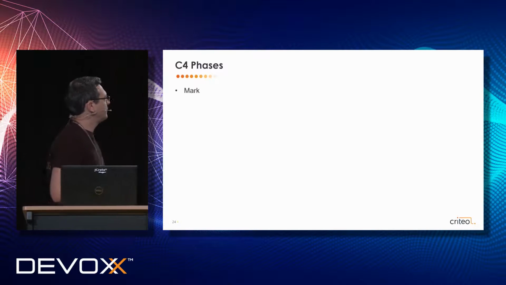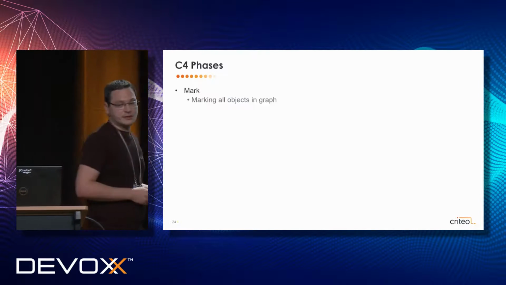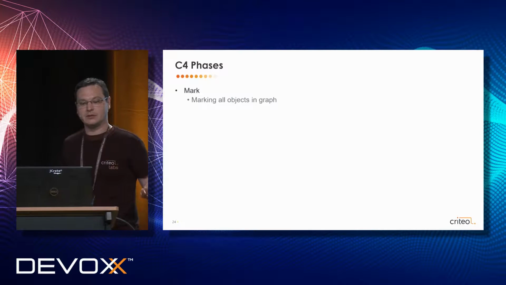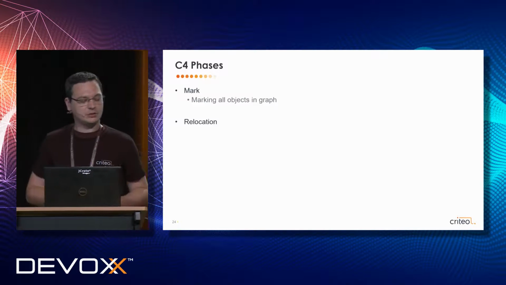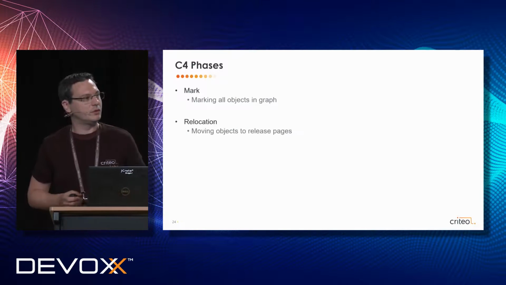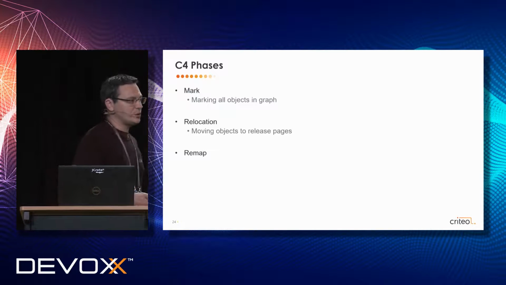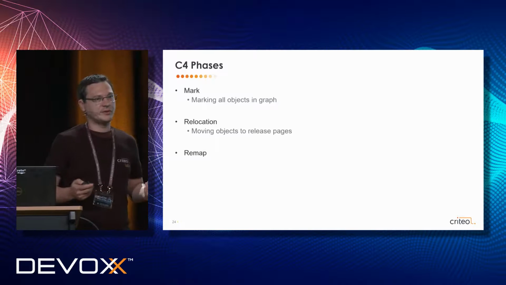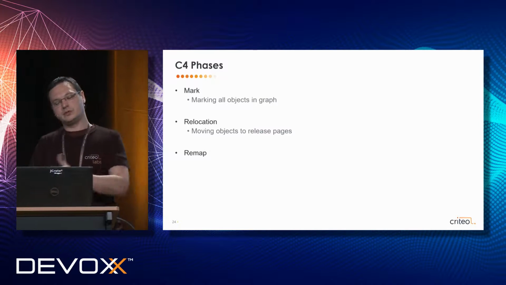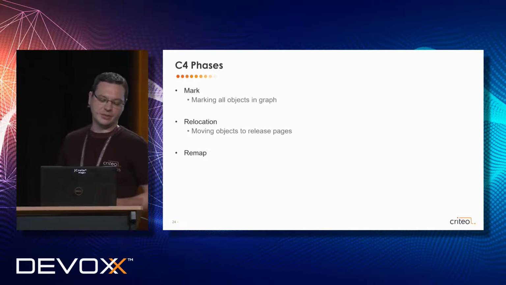So the C4 phases, classic: mark phase, marking the whole object graph; relocation, where we move objects from one page to another to release the pages; and remap, to update the old references to the newly relocated objects.